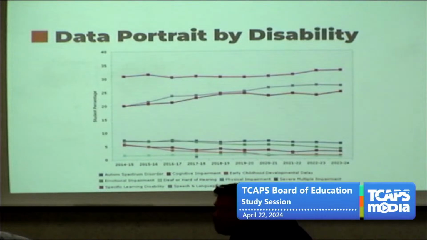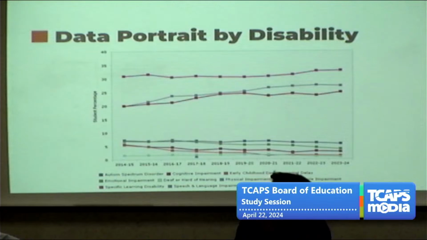So those are what we call our low incidence as compared to our specific learning disabilities, the speech and language, and otherwise health impaired. So that's where we've been in terms of a trend line in terms of special education for our district. Right about 30% or so of our students are qualifying with a specific learning disability.